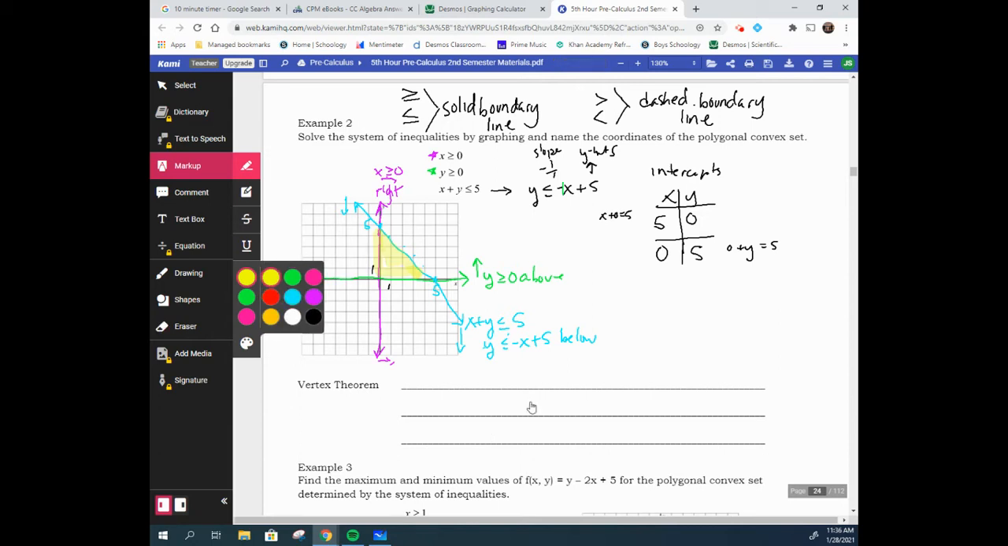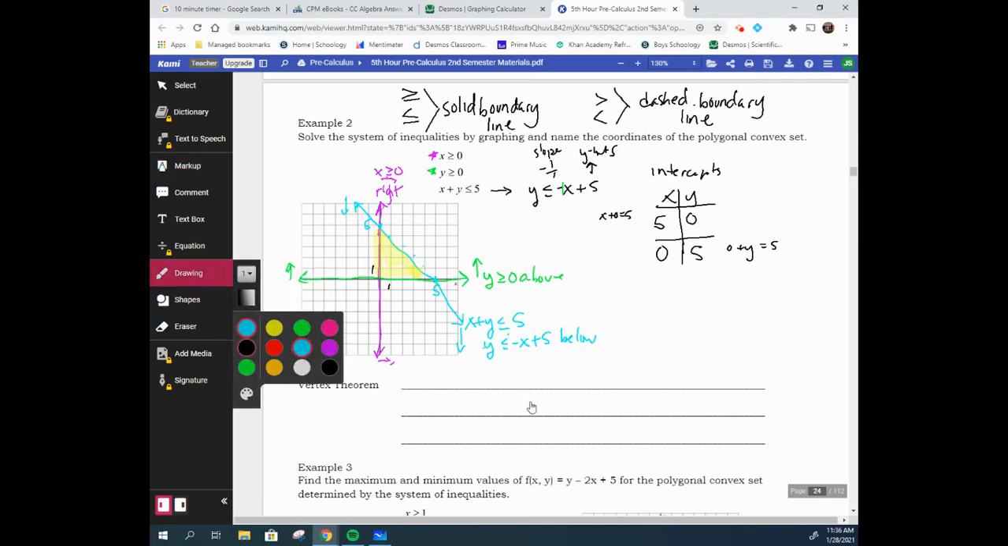So any point in this region, if I had the ordered pair, like 1, 2, if that's a solution, it makes all of these inequalities true. If I put 1 in for x, 1 is bigger than or equal to 0. If I put 2 in for y, 2 is bigger than or equal to 0. For x plus y, 1 plus 2 is less than or equal to 5. That's true. So any point in here works, and that's why you have to shade the entire region. Also, because these are solid, it includes the lines; if they were dashed, it would not.